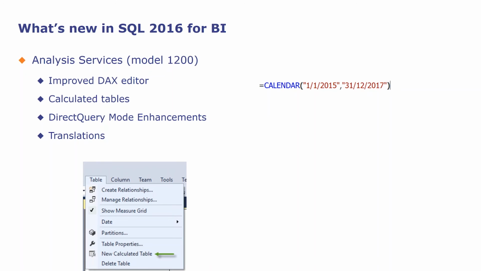Okay, that is a screenshot for the new calculated table. As you can see, it is available from the table menu and only in the grid.